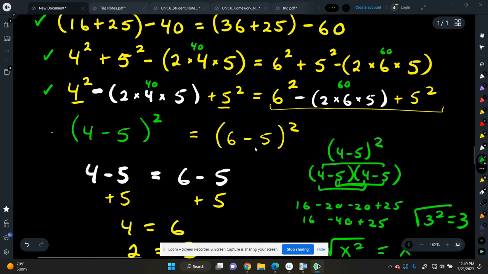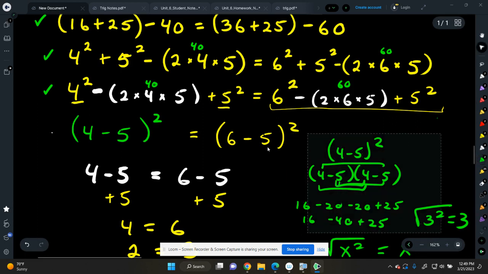Oh yeah, that should be a -5 because we factored it. (6 - 5)² equals 6² + 5² - 60. Yeah, but that is actually true. So we're looking for a mistake. Could you do the last part again?